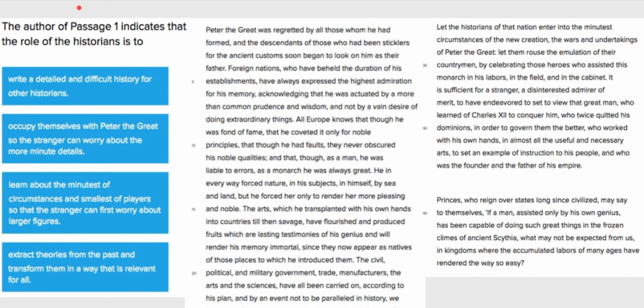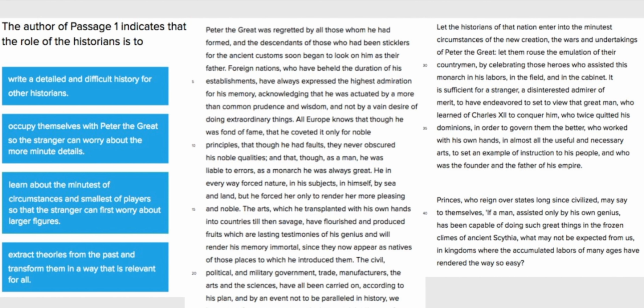As usual, let's start by reading the question. The author of passage 1 indicates that the role of the historians is to. Okay, so I'm not going to read my answer choices yet. The first thing that I'm going to do is try to think, and surprise, surprise, I won't be able to really remember. I'm going to have to do a little scanning.